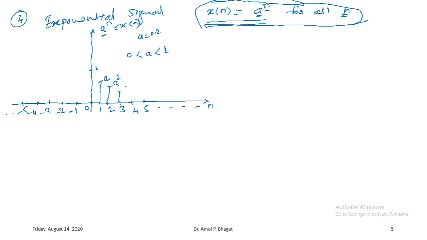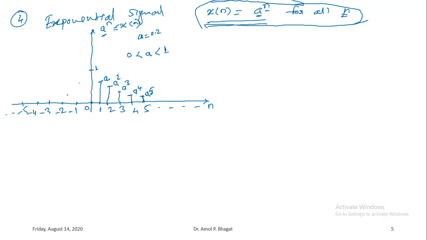Again a cube will be less than your a square, then a to the power 4 will be less than a cube, a to the power 5 will be less than a to the power 4. So likewise the signal will be decreasing. It is decaying. And when I am substituting the value of n equal to -1, it will look like this.